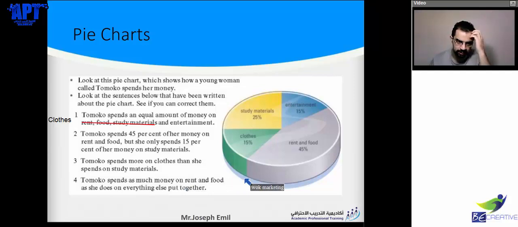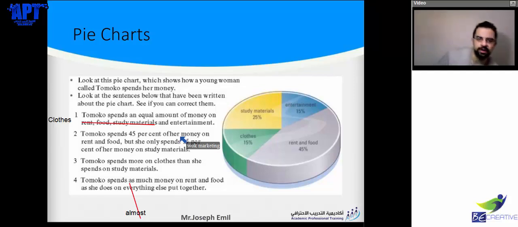Tomoko spends as much money on rent and food as she does on everything else put together. So 15 and 15, 30%. If this were 15%, that sentence would have been correct. But it's 25%. So maybe you can say, but I'm not sure if this is liked or good, almost as much. You can write almost. So she spends almost as much on food and rent as on study materials and everything else.